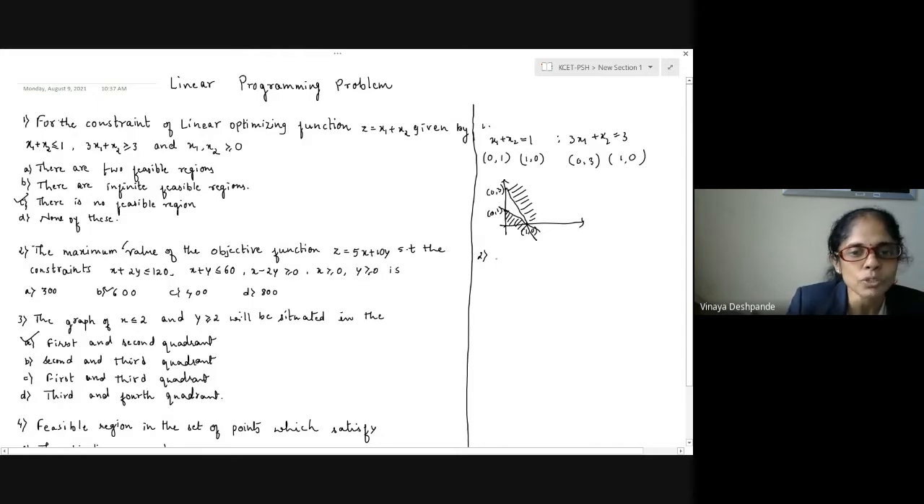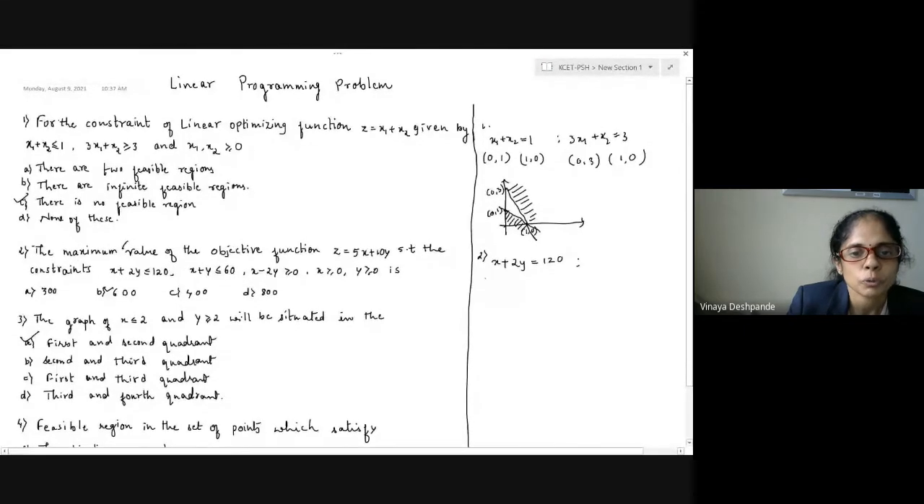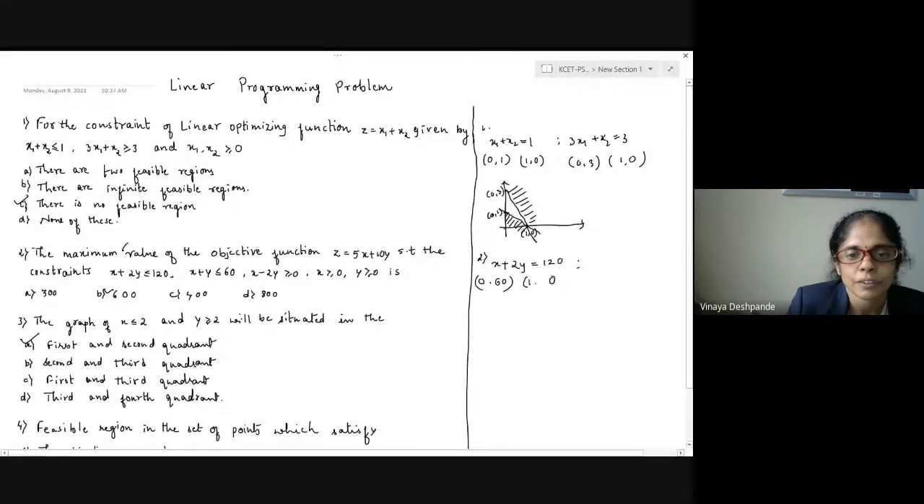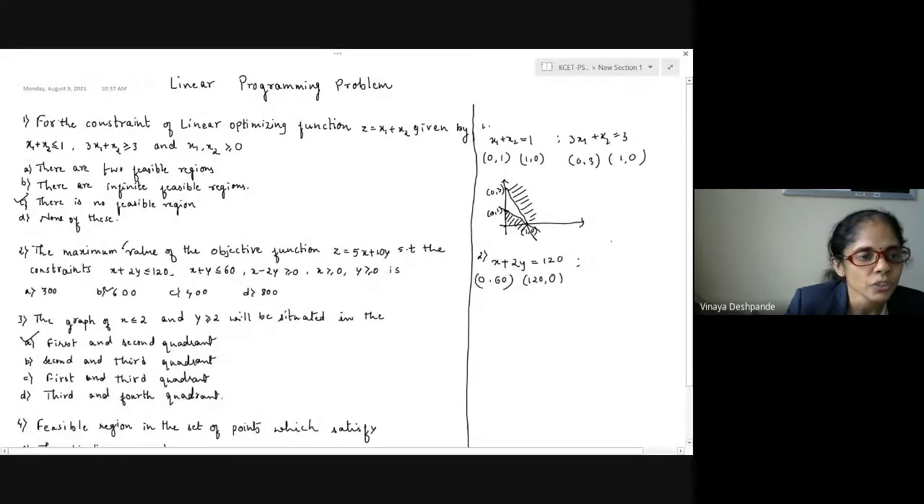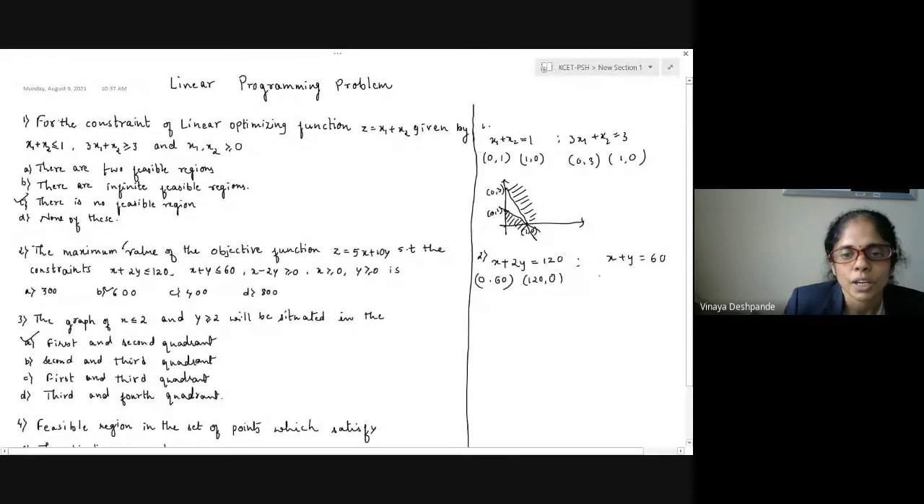Okay, so now similarly consider the first constraint, treat inequalities as equalities. x plus 2y is equal to 120. Put x is 0, y is 60, right? Then put y 0. What is x? 120. Correct. Next again, x plus y less than or equal to 60, so x plus y equal to 60. x 0, y 60. Then y 0, x 60.